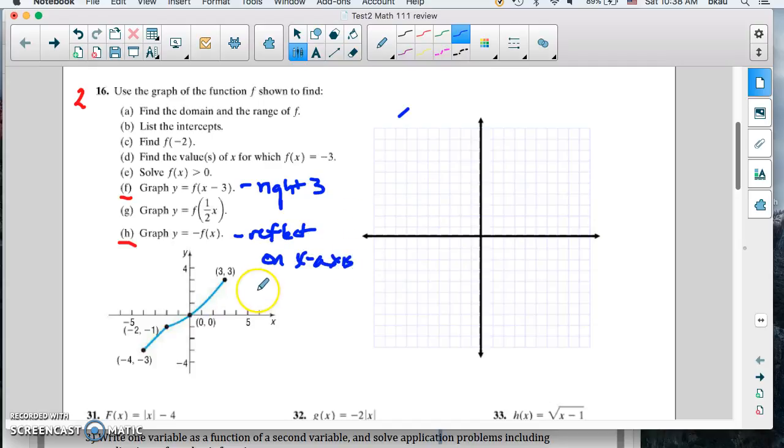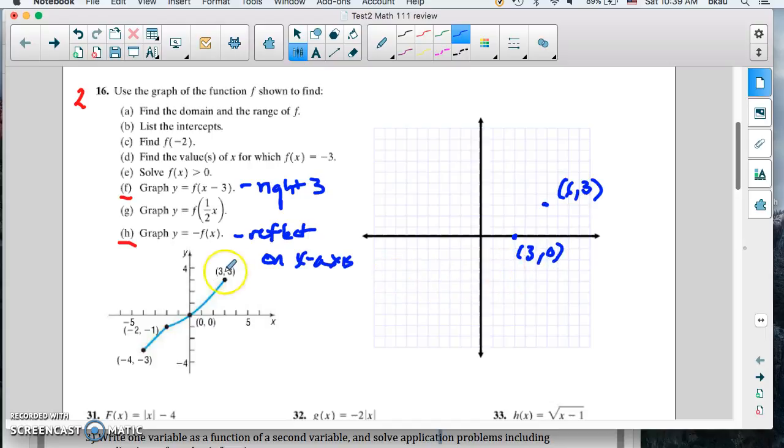Okay, so if we're going to take this graph and do that, let's do f first in this color blue. If we're going to do f in blue here, we're going to shift it over right 3. So 3, 3 would then become 6, 3. 1, 2, 3. So that one would change to 6, 3. 0, 0 would shift to 3, 0, not 0, 3.